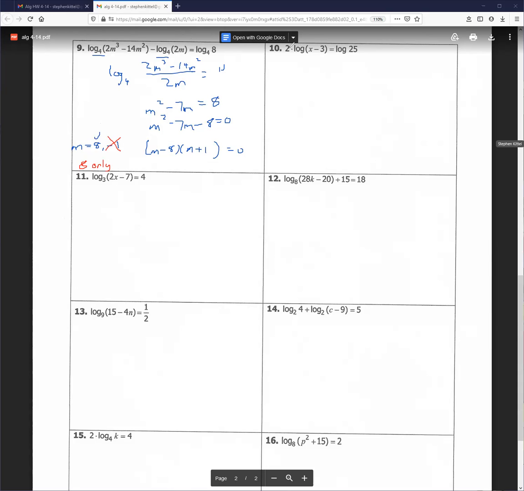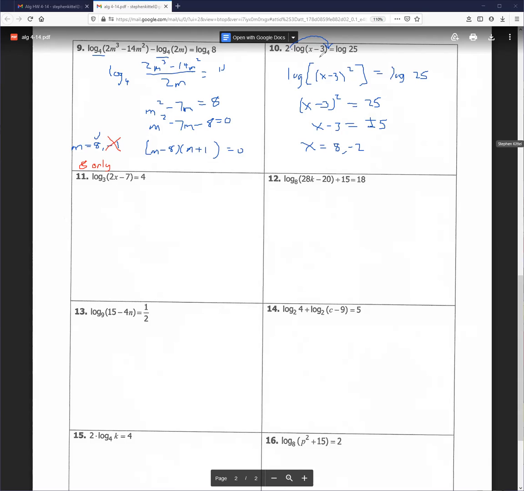All right, number 2. We got this 2 in here. Let's use our properties and bring it in as a power. Log of x minus 3 squared is equal to log of 25. All right, we will remove the logs from both sides. X minus 3 squared equals 25. Now you can either multiply that out and solve it as a quadratic, or you can just square root both sides right now. X minus 3 is equal to plus or minus 5. So x is either equal to 5 plus 3 or negative 5 plus 3.